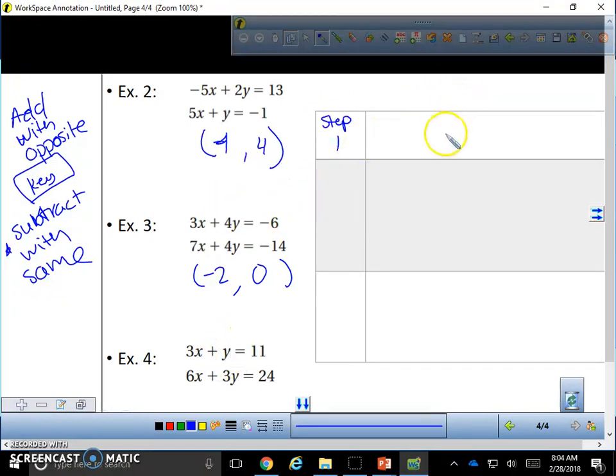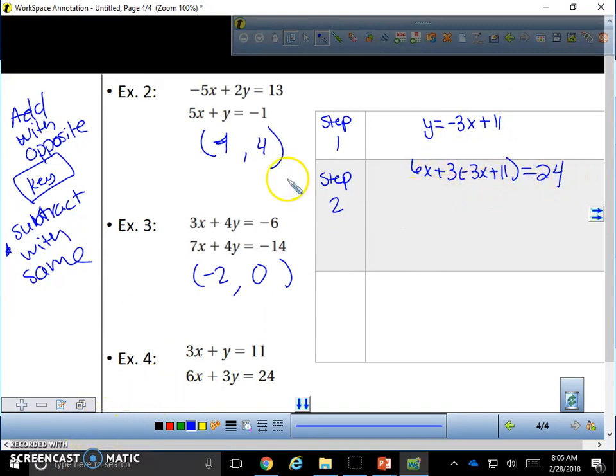So step 1, solve for y. Y equals negative 3x plus 11. I just took away 3x from both sides. Okay, step 2, plug into the second equation. 6x plus 3 times negative 3x plus 11 equals 24. Again, I just plug this into the equation down here. Step 2, go through PCSAD-me.